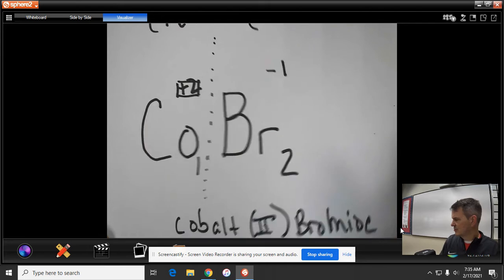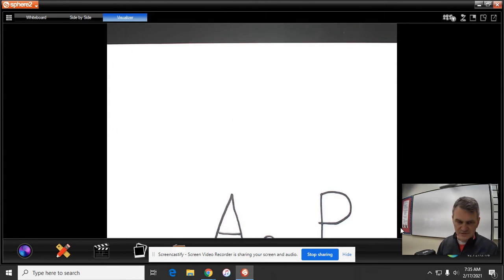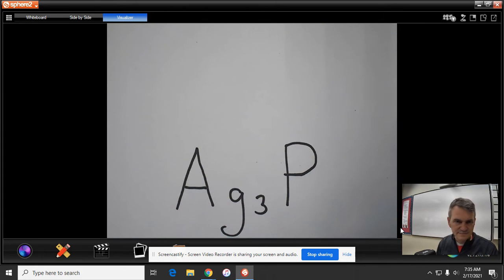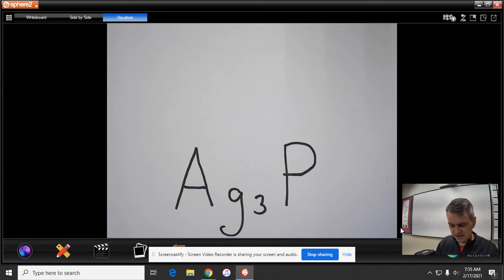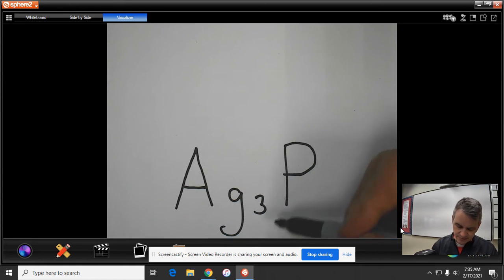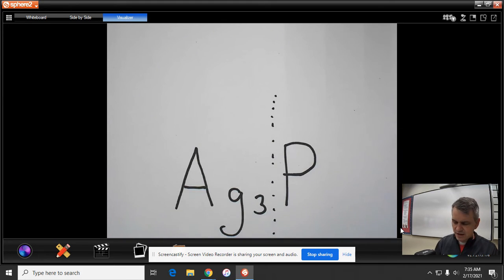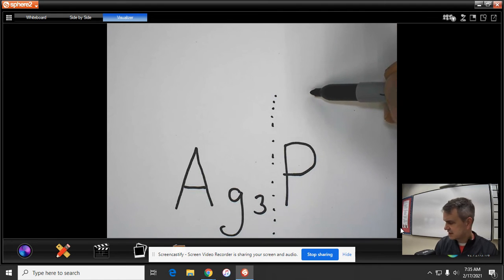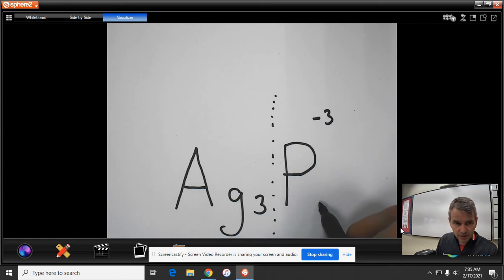All right, let's do another one. We have silver and we have phosphorus. So this is going to be silver phosphide, but we need to make sure that we indicate what silver is in this case. Okay, so same thing. You don't have to put a line there. I'm just doing it to show you. This is our positive side. This is our negative side. Phosphorus has a charge of -3. There's only 1 of them.